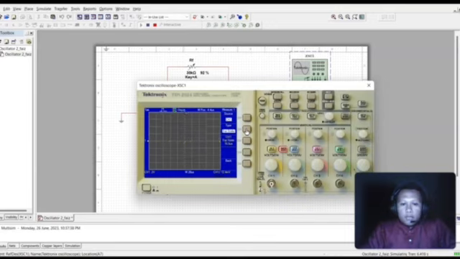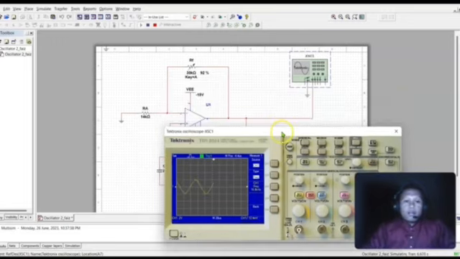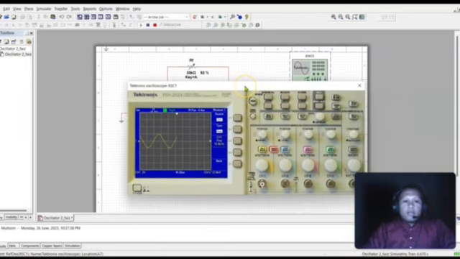The peak to peak value is 3.83 volt, and the frequency is 17.0 kilohertz. Okay, I think I have done presenting about the selector 2.